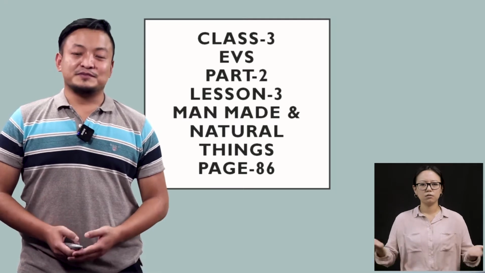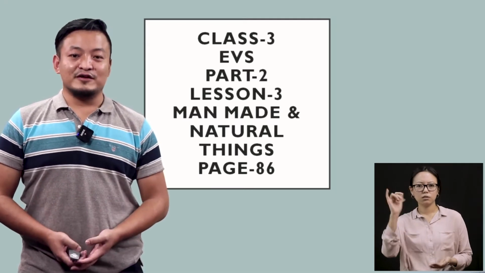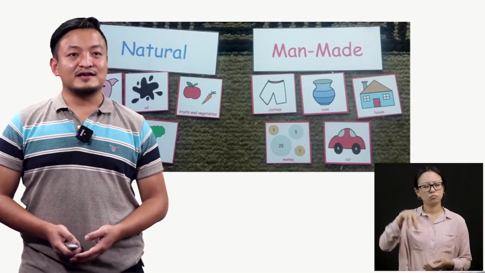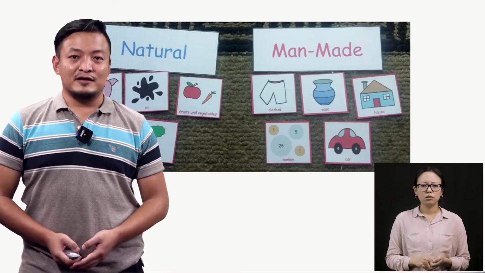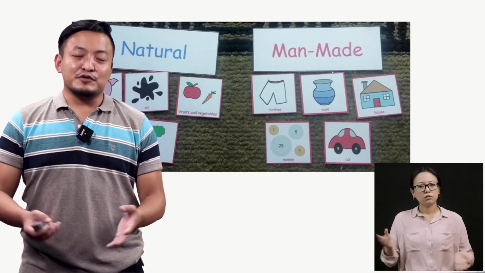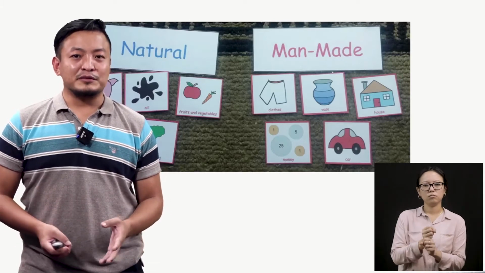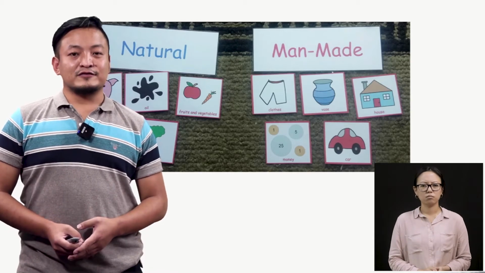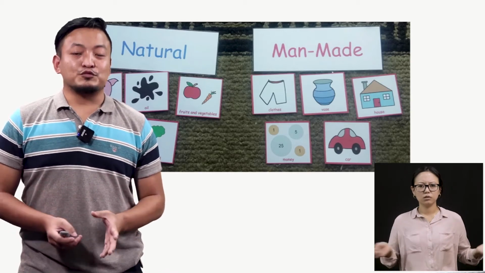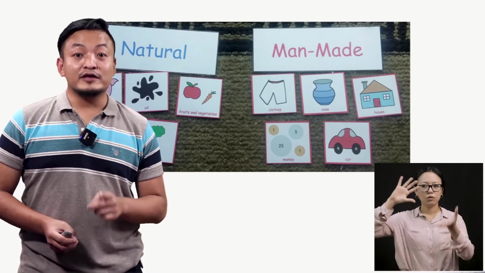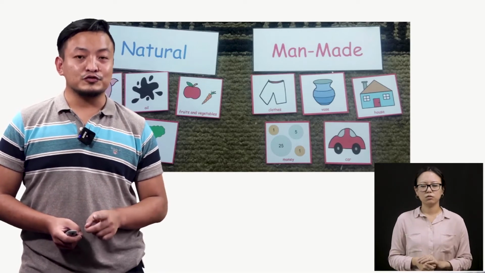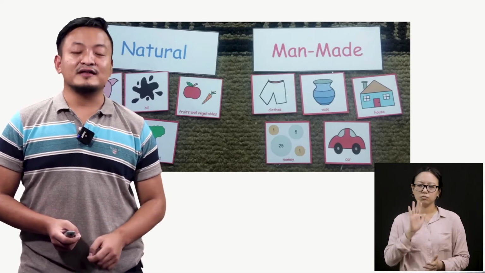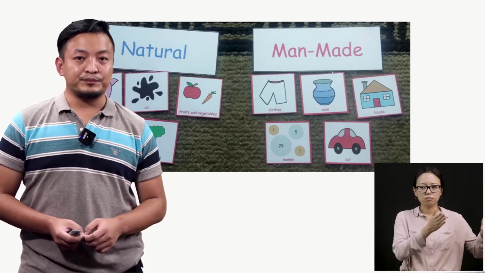Now dear students, after discussing this lesson, we will learn about the man-made things and the natural things. As we are all surrounded with many things around us. Do you agree? Right. So whatever things that we have in this earth, we can classify them into two groups. That is man-made things and natural things.